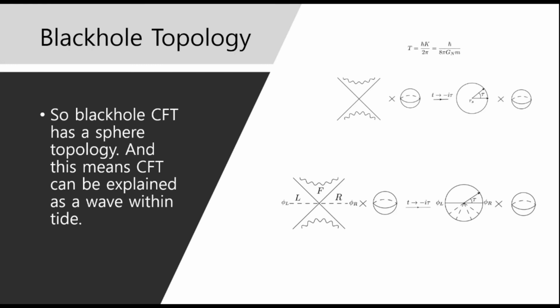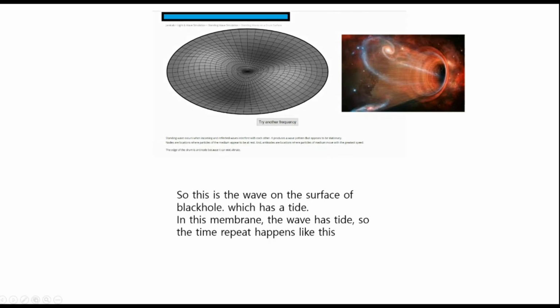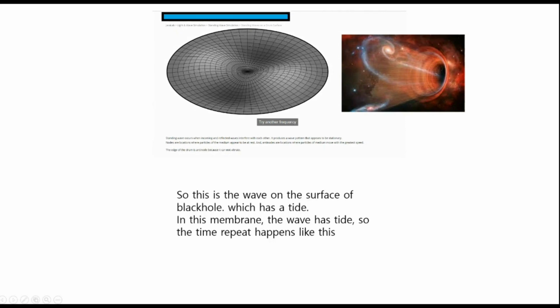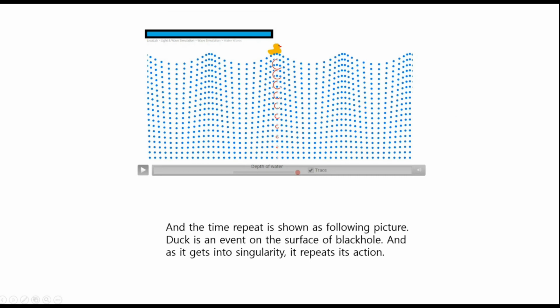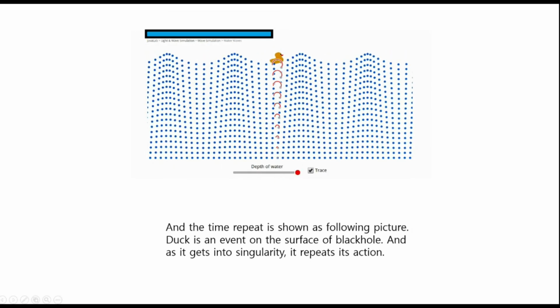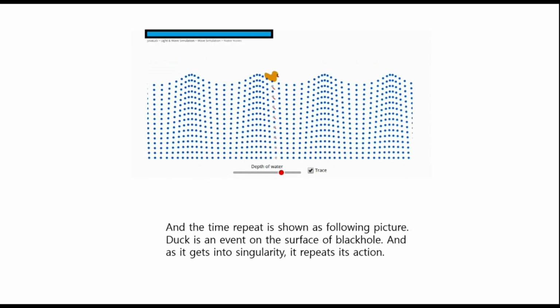So black hole CFT has a sphere topology, and this means CFT can be explained as a wave within a tide. So this is the wave on the surface of the black hole which has a tide. In this membrane, the wave has a tide, so the time repeat happens like this. And the time repeat is shown in the following picture. There is an event on the surface of the black hole, and as it gets into the singularity, it repeats its action.